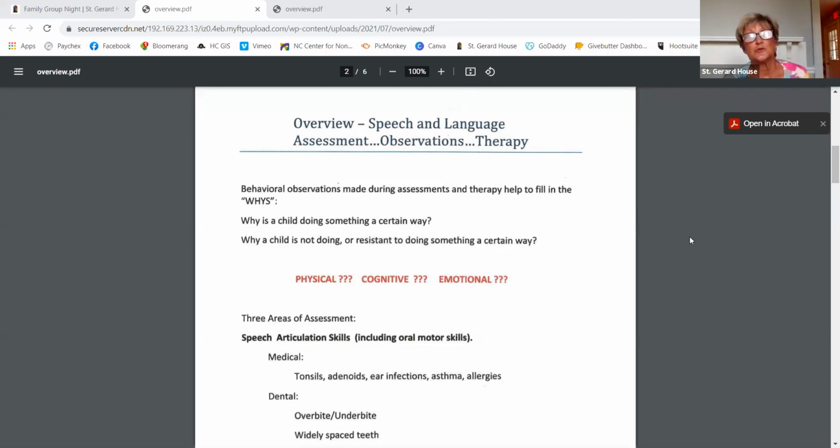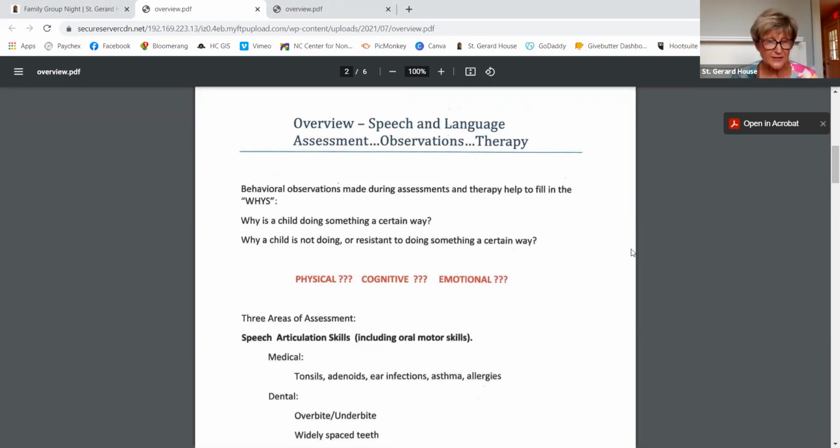With our overview, this has to do more with assessment. When you have young children and they go in for an assessment, what we as speech and language pathologists are looking for when we assess your child, because we want to see what your child is doing and why they are doing that. There are 3 areas of the assessment.